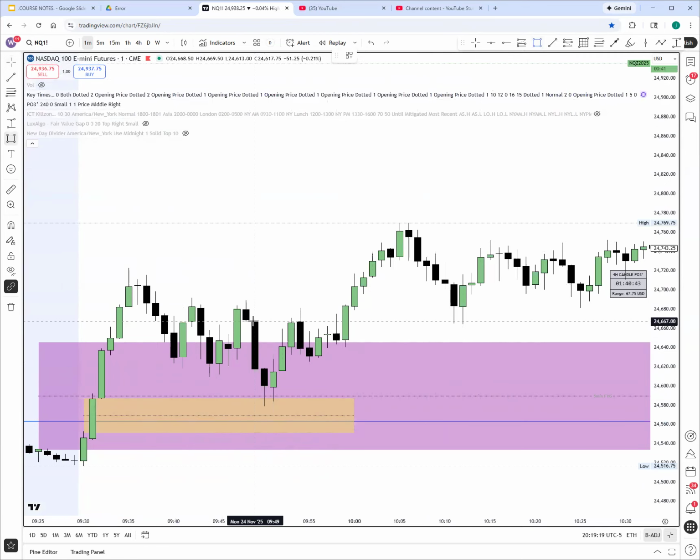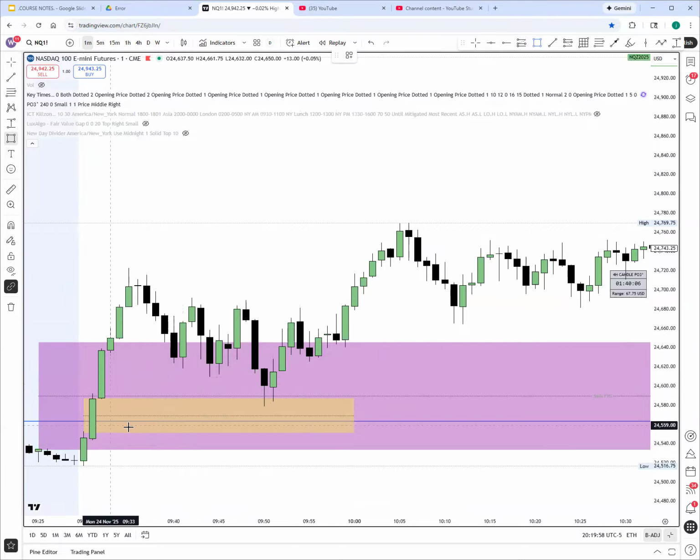Inversions don't have to tap into a fair value gap. Your inversion is simply a fair value gap that has been disrespected wherever it's at, or closed above, because typically when we get a fair value gap, price taps into the fair value gap, and then you expect it to go lower.